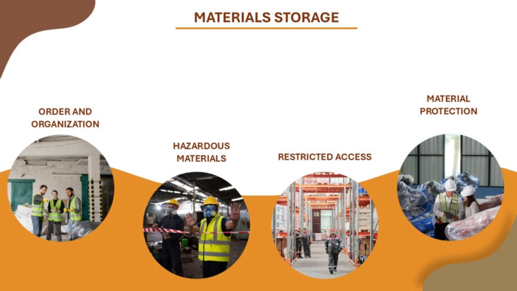Hazardous materials. Hazardous materials must be stored in separate and specifically marked areas. Ensure that they are kept in suitable containers, with hermetic closures if necessary. Limited access. Limit access to the material storage to authorized workers only. Protection of materials. Cover materials exposed to atmospheric agents with waterproof sheets or place them in covered areas.